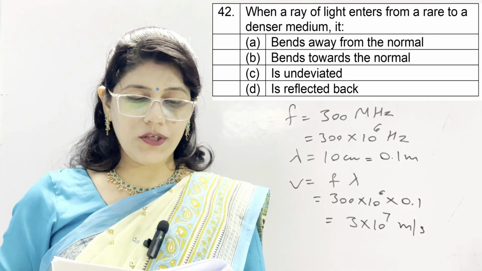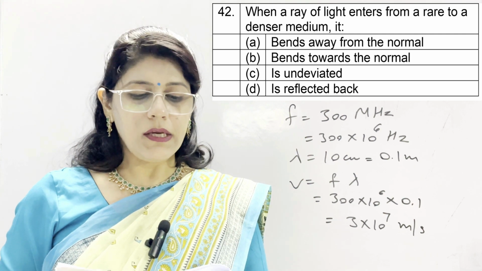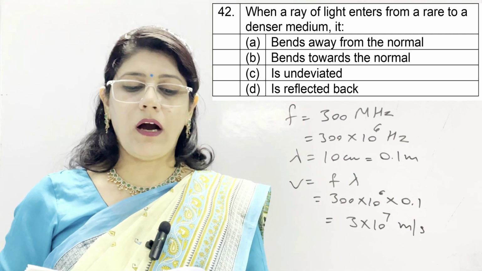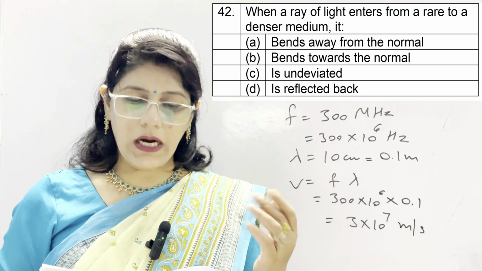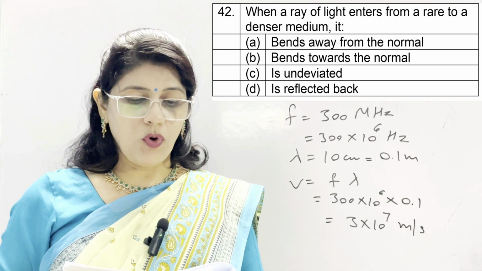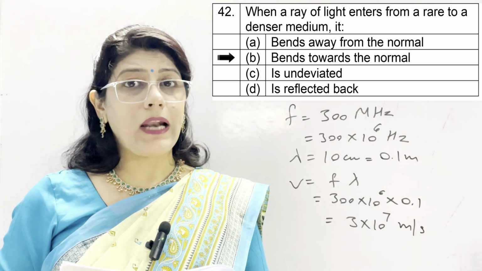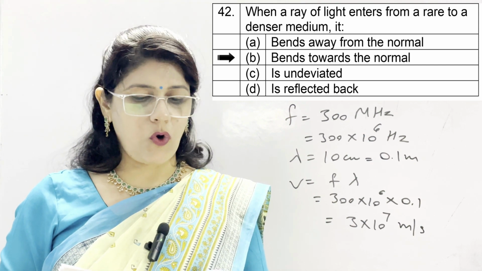In question number 42, when a ray of light enters from a rarer to a denser medium, it, option A, is bent away from the normal, B is bent towards the normal, C it is undeviated, and D it is reflected back in the medium. So the correct option is B, because light is entering from a rarer to a denser medium, it is bent towards the normal.